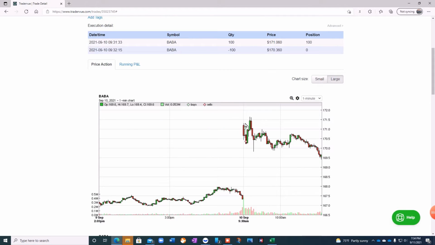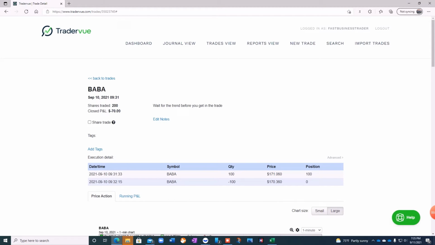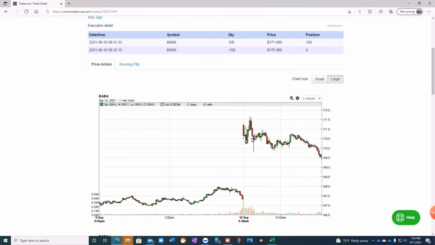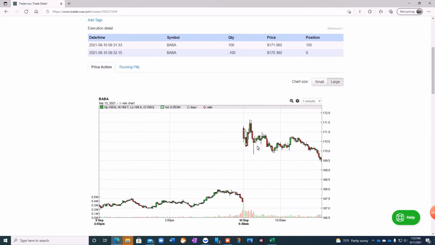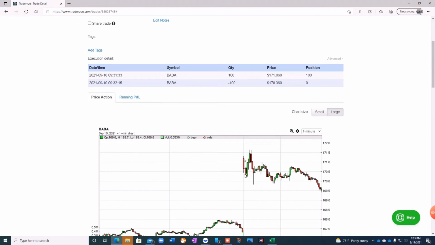So I was looking for a break of 175 because if it broke that, then it would have flew, right? It did not. It came right back down, death cross, and had another red bar. And at that red bar, I sold for a $70 loss, and that one stung so bad. I was ready to cry.